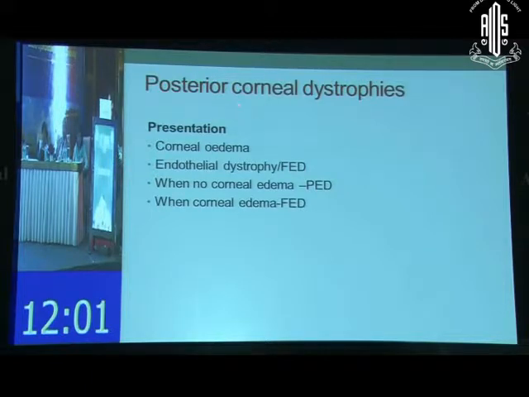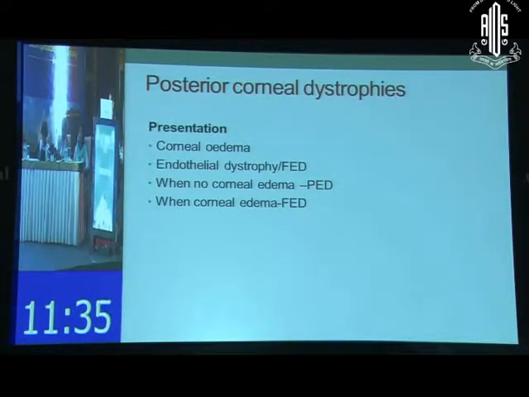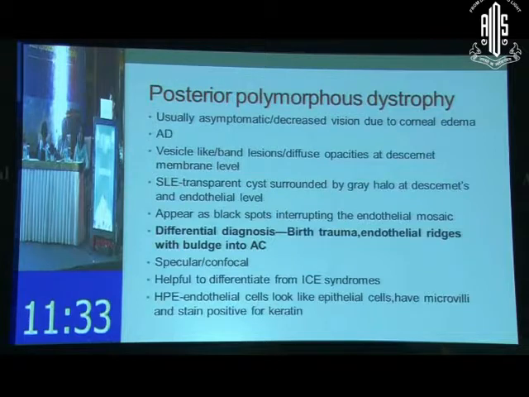I've told you the symptomatology of the anterior corneal dystrophy, the stromal, and posterior corneal dystrophy. In a posterior corneal dystrophy, the presentation, as you know, only the endothelium is affected, it's a corneal edema. Terminology difference: if the endothelium is affected and there is no edema, we call it primary endothelial dystrophy. If it is associated with corneal edema, we call it Fuchs endothelial dystrophy. Important to differentiate between the two because the management becomes different.